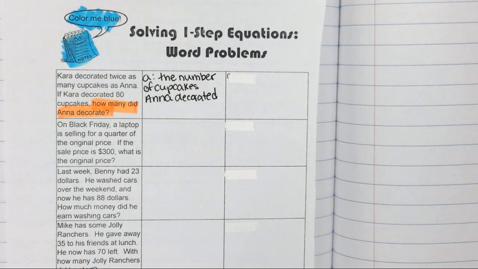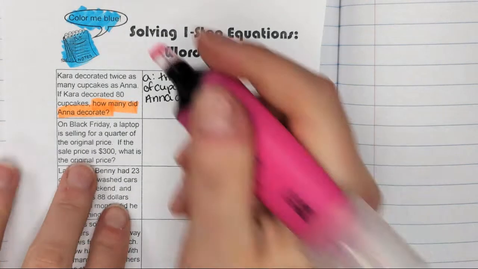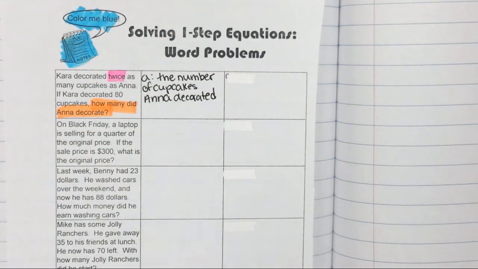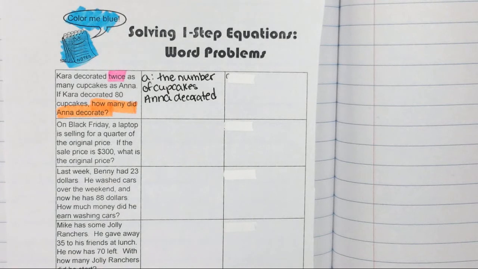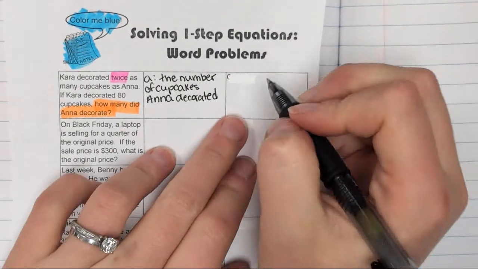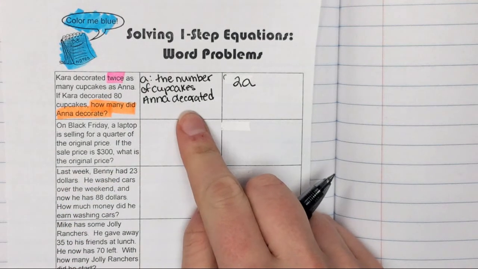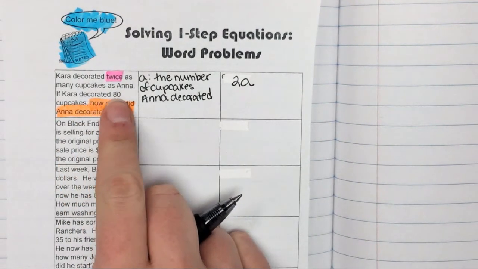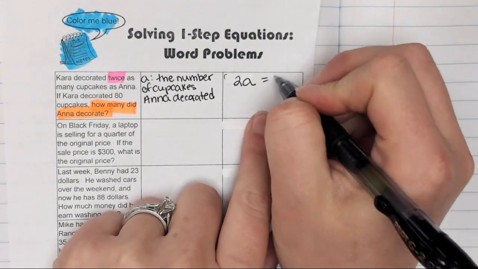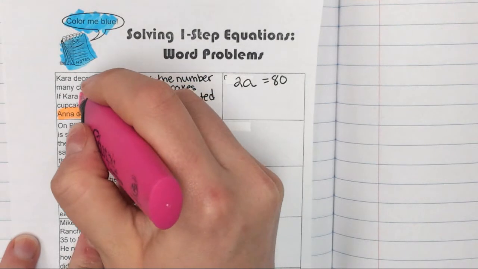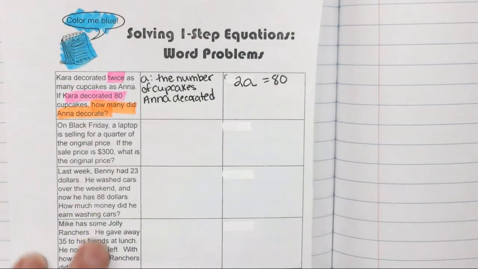So our first job is to define that variable, A, the number of cupcakes Anna decorated. The next thing we want to look for is what's happening to our variable. And for that we look for keywords. In this case, our keyword is twice. So twice as many. Twice means times 2. So this helps us set up the first side of our equation. So I have twice Anna's cupcakes, and that's equal to Kara's cupcakes, or equal to 80. So we can also pull out some of the other important information. Kara decorated 80.